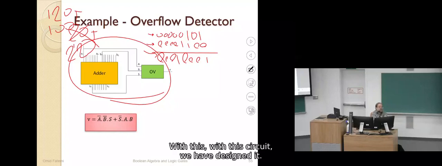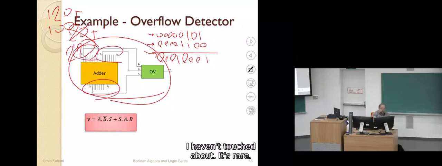We have designed it. Now I just designed the overflow flag. Later we will design the sum also. How do we add these two numbers together and get the result? I haven't talked about it here. I just showed you the overflow detector as an example of a design. Later we will talk about the full adder, so how could we calculate the result?